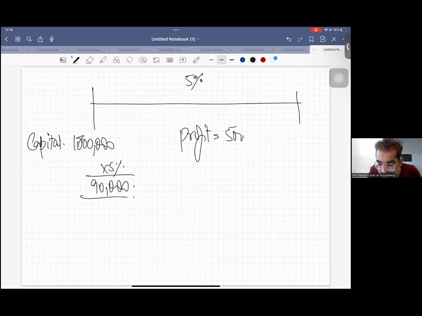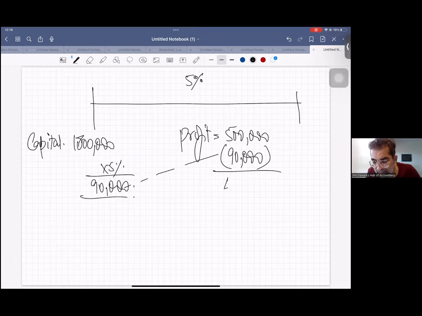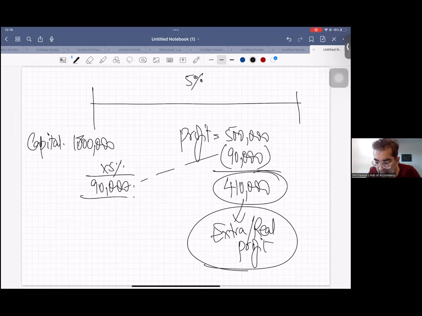And out of this, how much will be used to maintain your existing standard in terms of real price level? 90,000. So 410,000 is your extra real profit, which will add to your wealth. Otherwise, this 90,000 of the profit just covered your inflation effect. And whatever profit is over and above 90,000 will add to your real wealth.